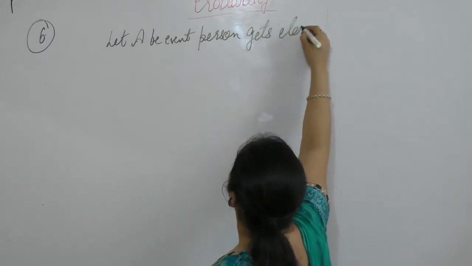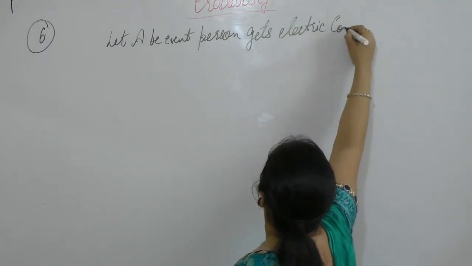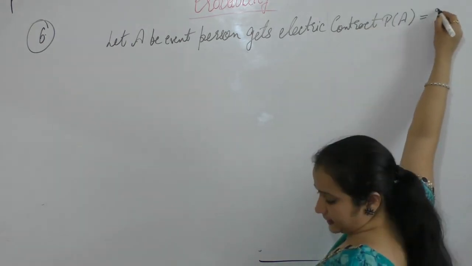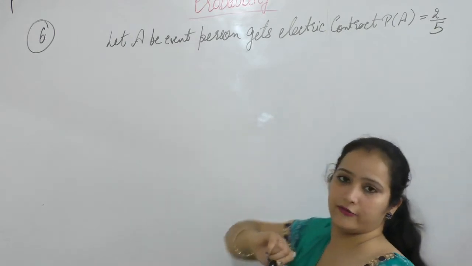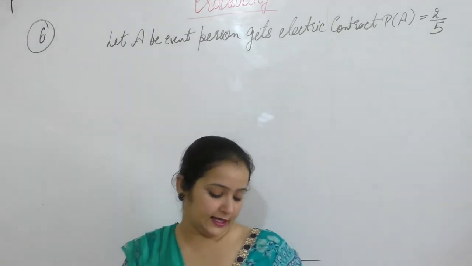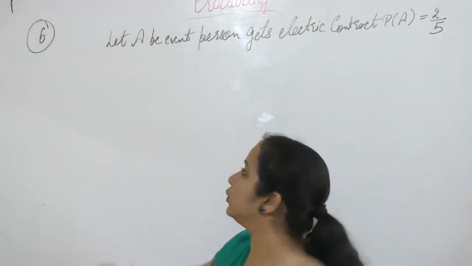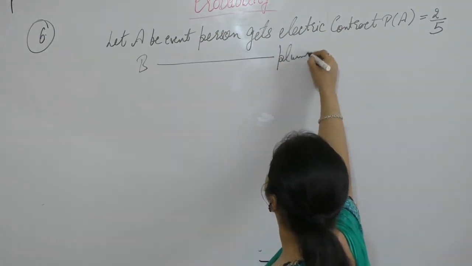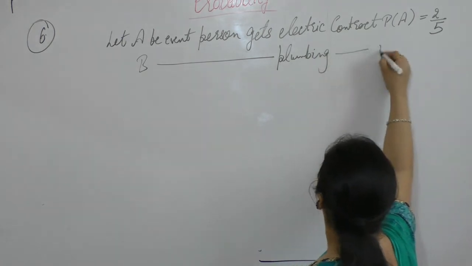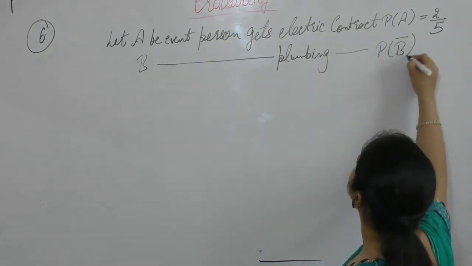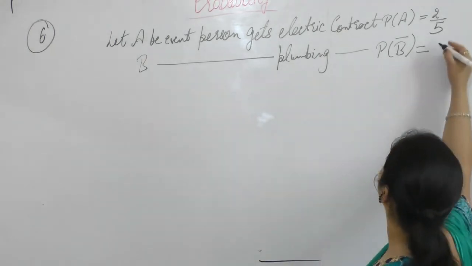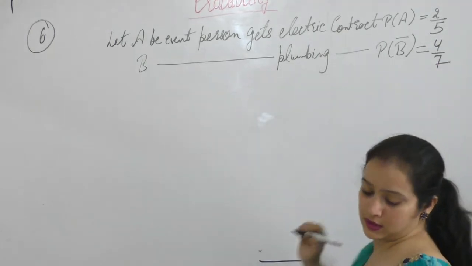Electric contract. The probability that a person gets the electric contract is 2 by 5. The probability that he will not get the plumbing contract, that is, maybe the event is the person gets the plumbing contract, but he is not getting the plumbing contract, its probability is 4 by 7.